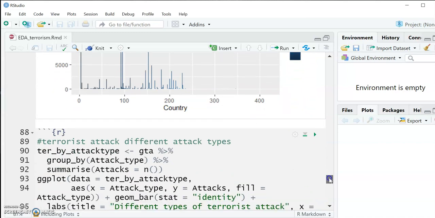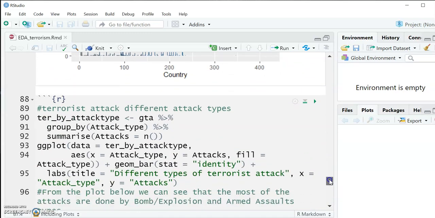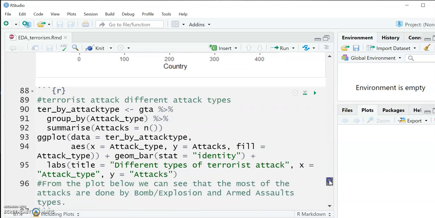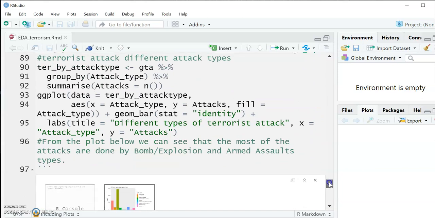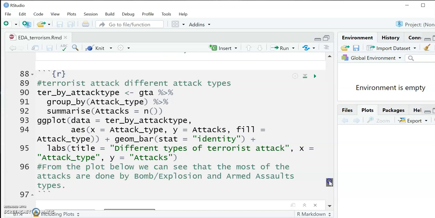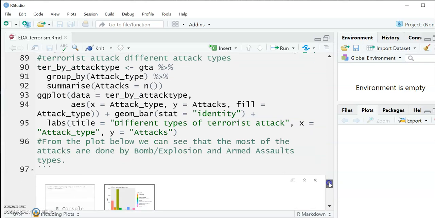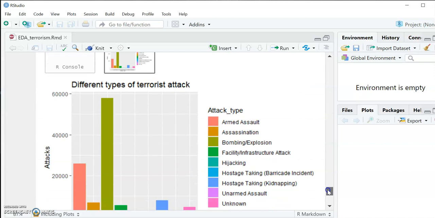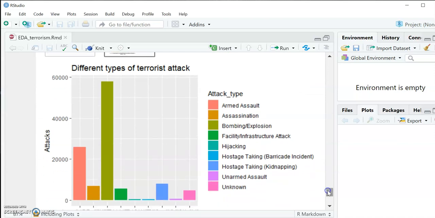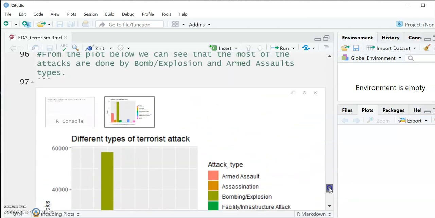Coming to the next one, where you can see the different attack types the terrorists used. Here I have loaded that variable and grouped it by attack type. And here you can see that maximum attacks are done using the bombing or explosion strategy. The other one they have used is armed assault. These were the two attack types which were used the most during the attacks.